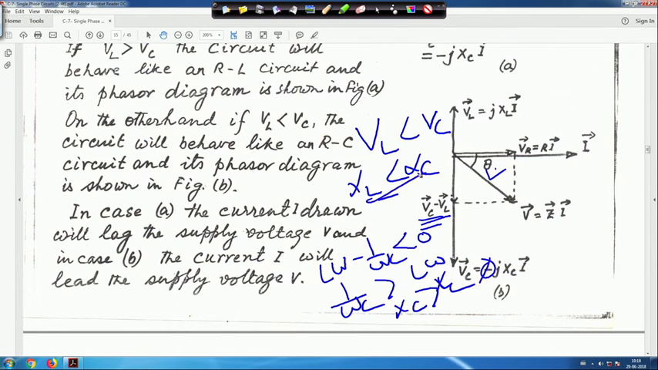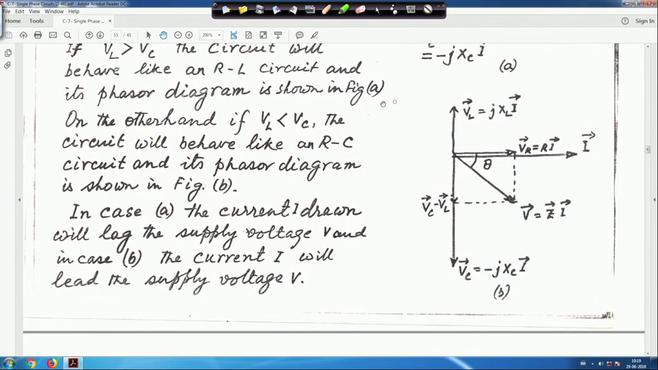Here it is written XC greater than XL or XL less than XC. That is why the circuit behavior is like this, and this one should have a bar. It is not a phasor, in a few places it is written that way. Z is not a phasor quantity, it is a complex quantity. So when VL is less than VC, the circuit will behave like a capacitive circuit.